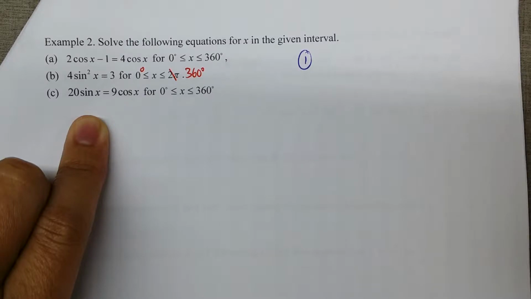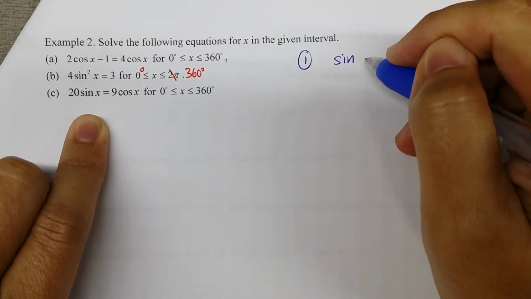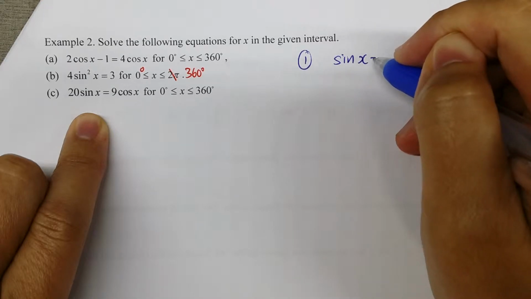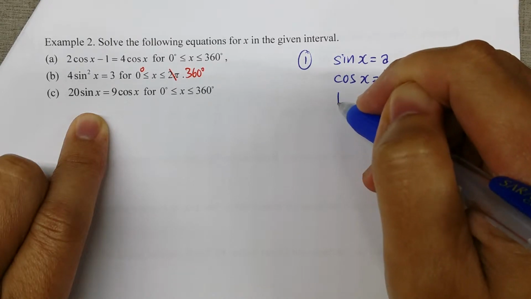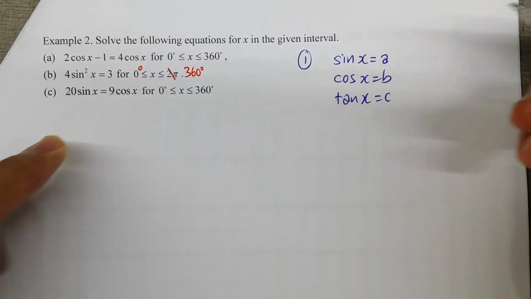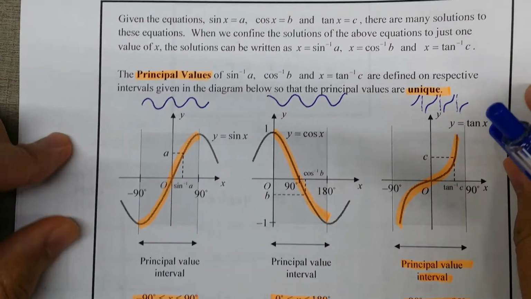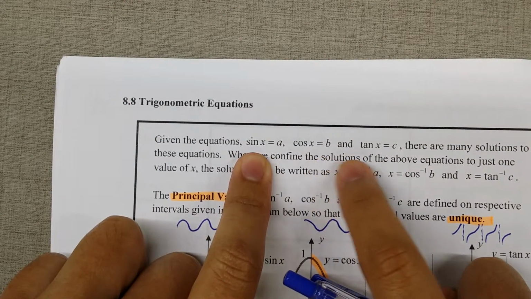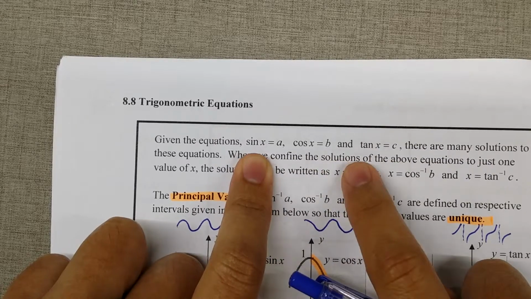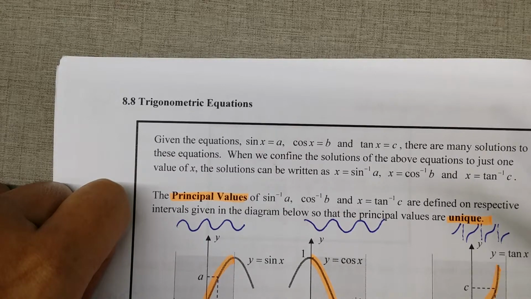Step 1, perhaps you can recall on the previous page when we found the principal value, we will try to manipulate everything until we get sine x equals a, cosine x equals b, tangent x equals c. Similar to what we have done earlier on. Can you take a look at the previous page? Once we are able to write them in this form, we can find the so-called principal value and find the basic angle from there.